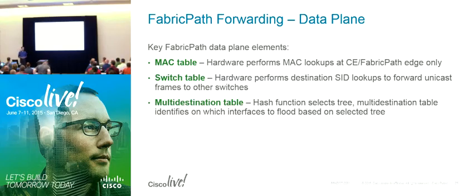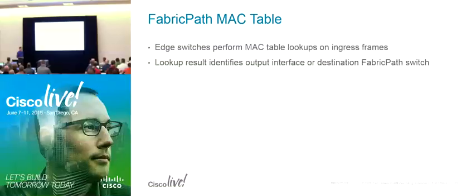And finally, the multi-destination table is a hardware table that runs the hash function to select the tree, and then further identifies which interfaces the traffic has to go out of. So those three elements, let's look into them one by one. So, FabricPath MAC table.